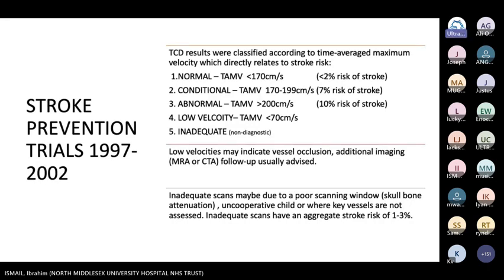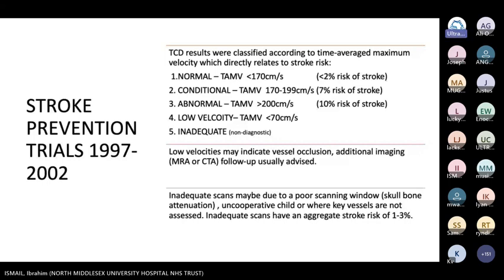Less than 170 is normal. Well, it's considered normal, but there's just a risk of 2% for stroke. 170 to about 199 is a 7% chance of stroke, and that's conditional. And then over 200, there's a 10% chance of stroke, and that's termed as abnormal.